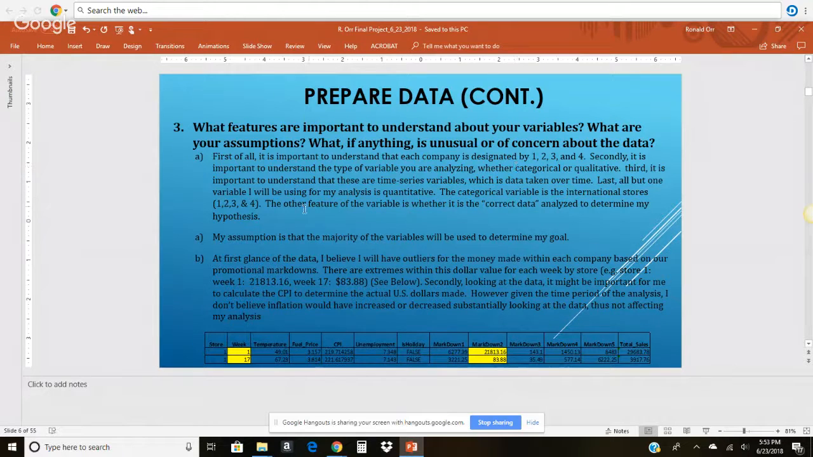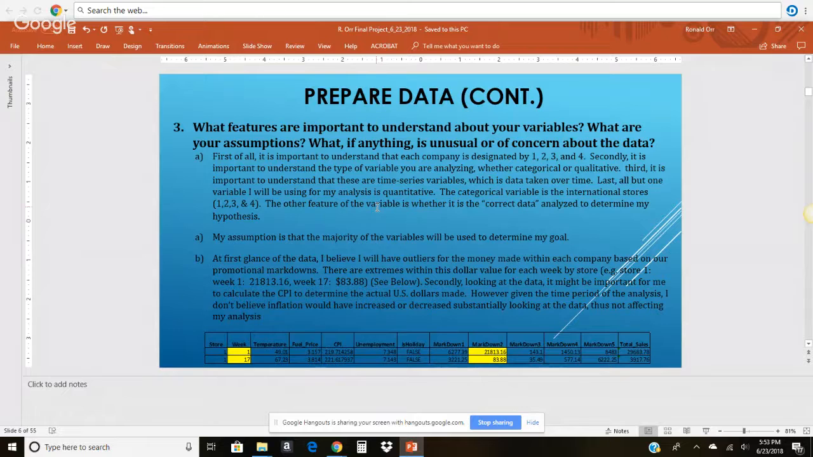Last, all but one variable I'll be using for my analysis is quantitative. The categorical variable is the international stores, like I said before, with the numbers 1, 2, 3, and 4. The other feature of the variable is whether it is the correct data analyzed to determine my hypothesis.